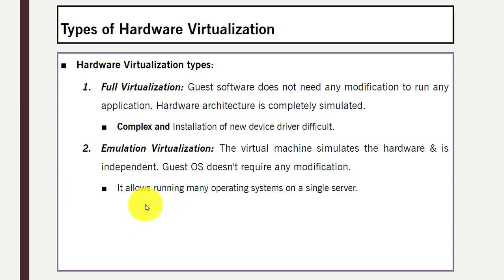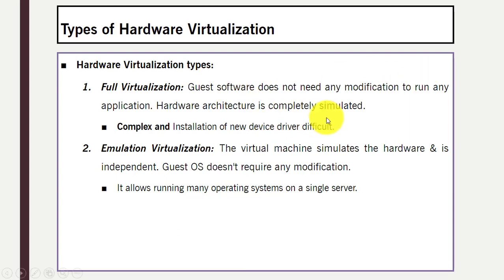Now we have different types of hardware virtualization, that is full virtualization, emulation virtualization, and para-virtualization. In full virtualization, the guest software does not need any kind of modification to run any application. When you use the hypervisor, the guest software is installed on the device, so it does not need any kind of modification to run any application.